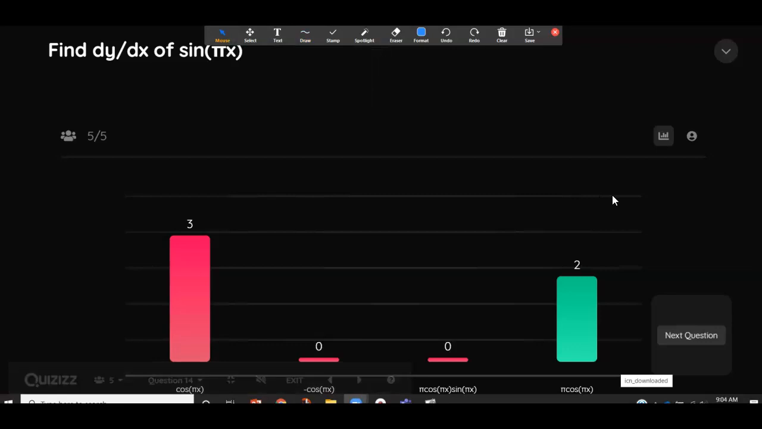You can guarantee there will be some form of this question on Tuesday's implicit quiz. So you can guarantee there will be some form of a sine pi x on Tuesday's quiz.